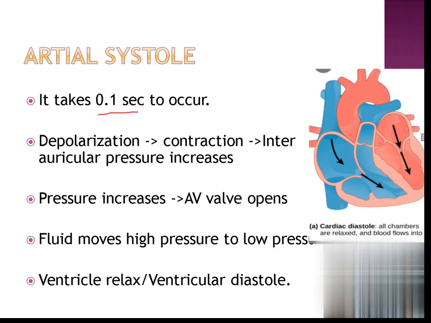Now what happened? First, the depolarization occurs. Remember, we read in the previous slide about the sinoatrial node. So now basically what happened? This sinoatrial node gives the action potential to the auricle. Now this auricle depolarization occurs. Once the depolarization occurs, it contracts. Now, once these auricles are contracting, what will happen?